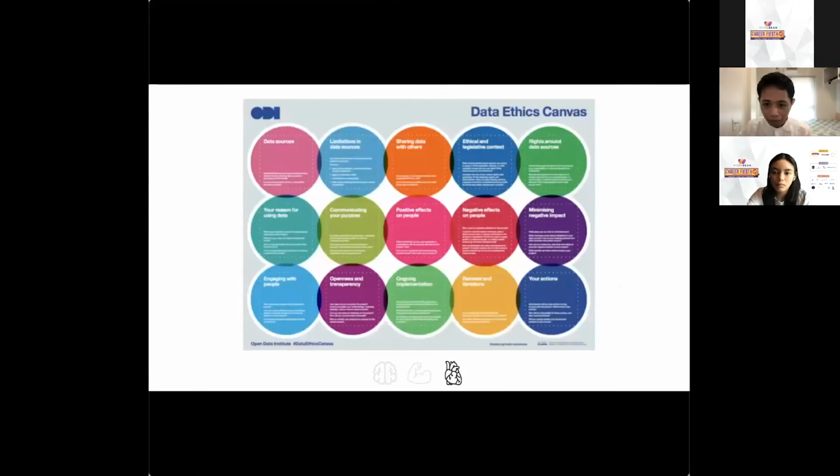If you want to kickstart your reflection on how you can do data-related projects, consider visiting the Data Ethics Canvas. They have some guidelines on how you can do your data science job with ethics. So check out their canvas.